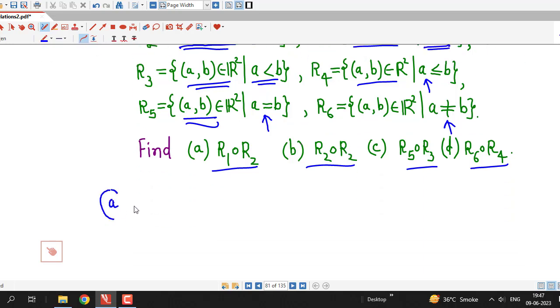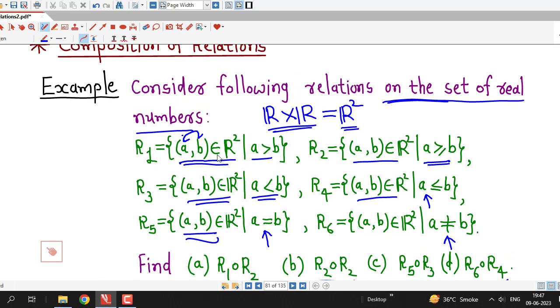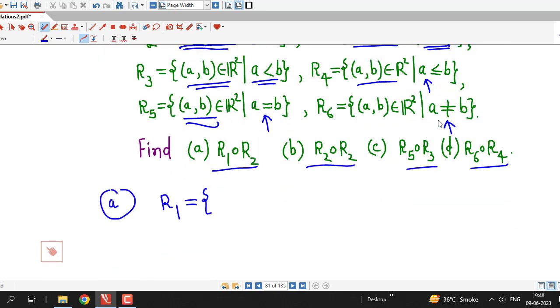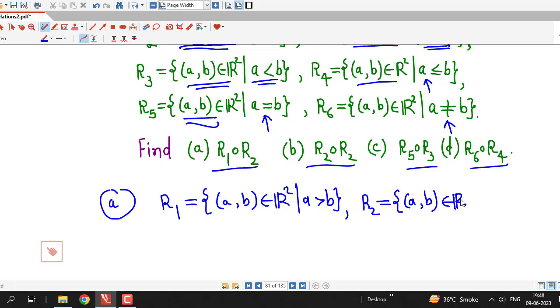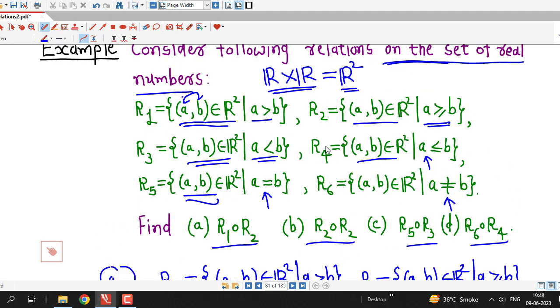So we start with part A. Here we should find the composition of R1 and R2. Let me write R1 first. In R1 the condition is A greater than B, and in R2 the condition is A greater than or equal to B. R1 is the set of all those ordered pairs for which A is greater than B, and R2 is the set of all those ordered pairs (A, B) in R2 for which A is greater than or equal to B.